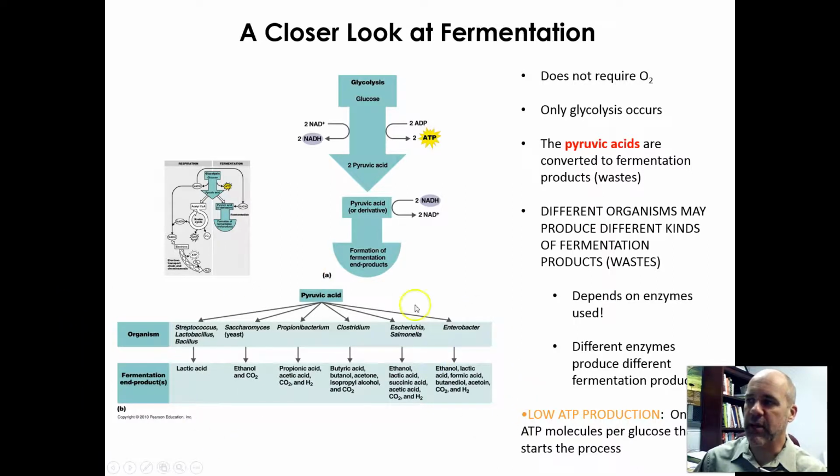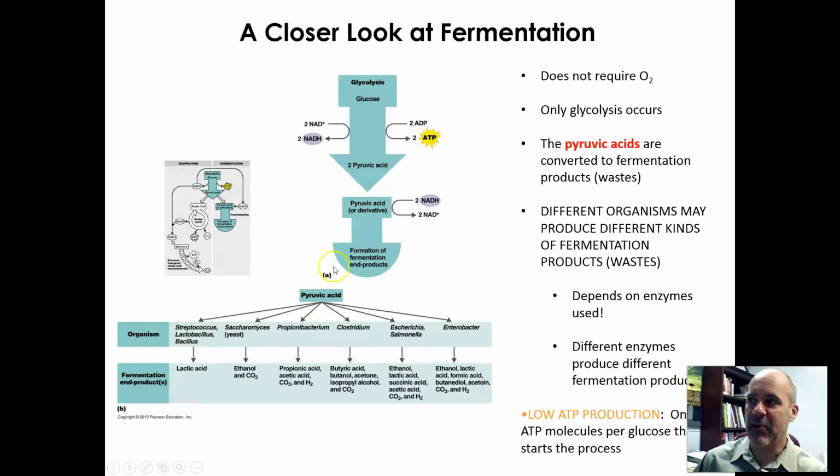And that's what we're taking a look at here on this diagram. This is listing some different genuses of microorganisms. And down here are some of the different fermentation end products they can make because of this process. So bacteria in the Streptococcus, Lactobacillus, and Bacillus genera, for example, can make lactic acid as a product. That's what our muscle cells and some other cells in our body make if they temporarily shift over to fermentation to make ATP during periods of low oxygen availability.